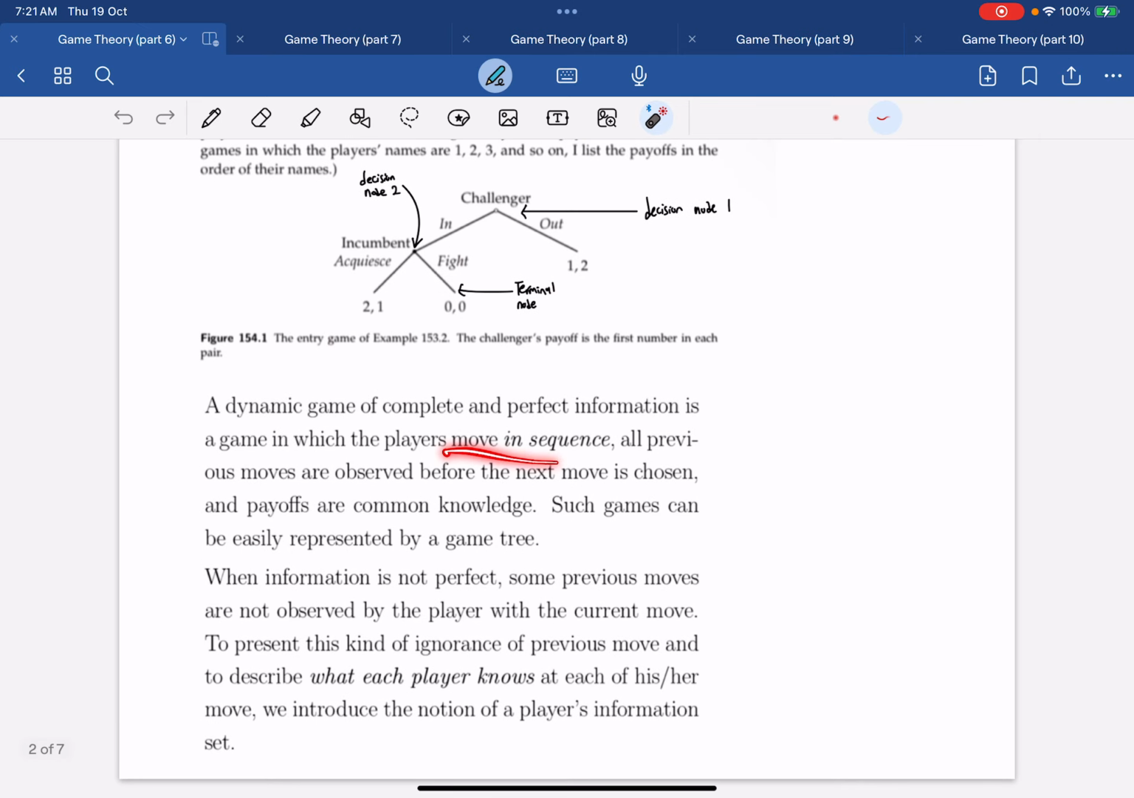So in this game, the players move sequentially. As you can see, the challenger chooses first, and after the challenger chooses, then the incumbent can make a choice. If the challenger has chosen out, then there is no choice to be made. With perfect information, the incumbent will know the history, whether the challenger chose in or out. When information is not perfect, then some moves cannot be observed by some players, and we can represent this ignorance with the notion of an information set.